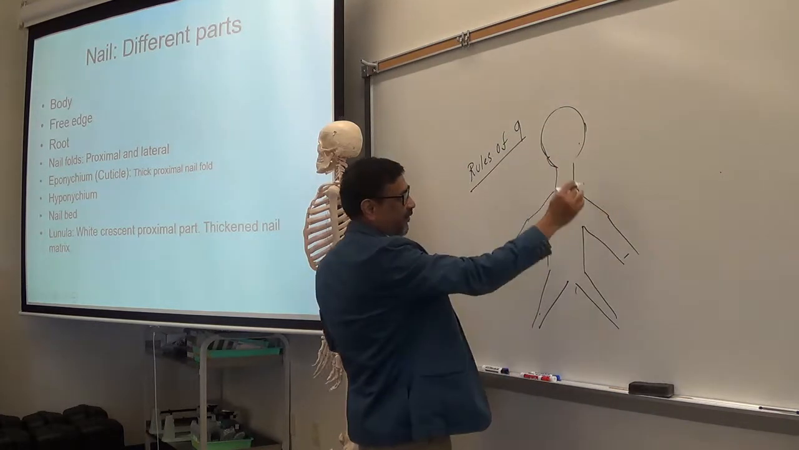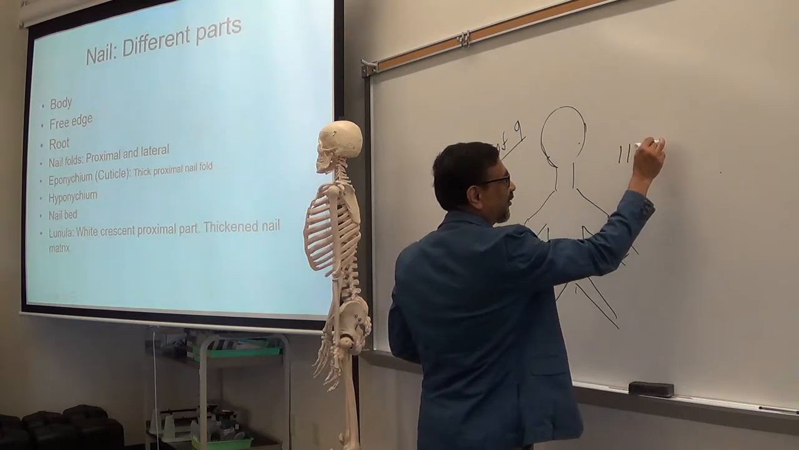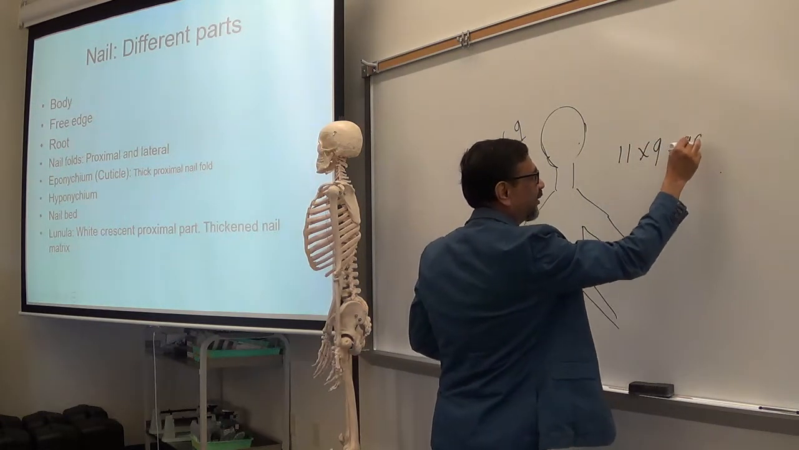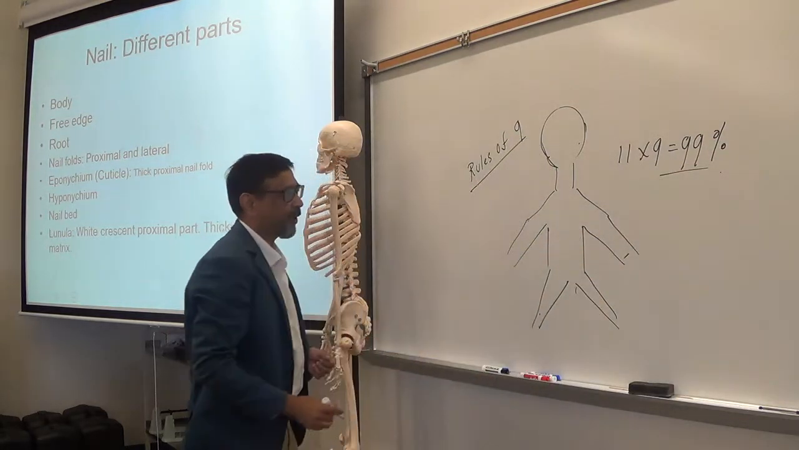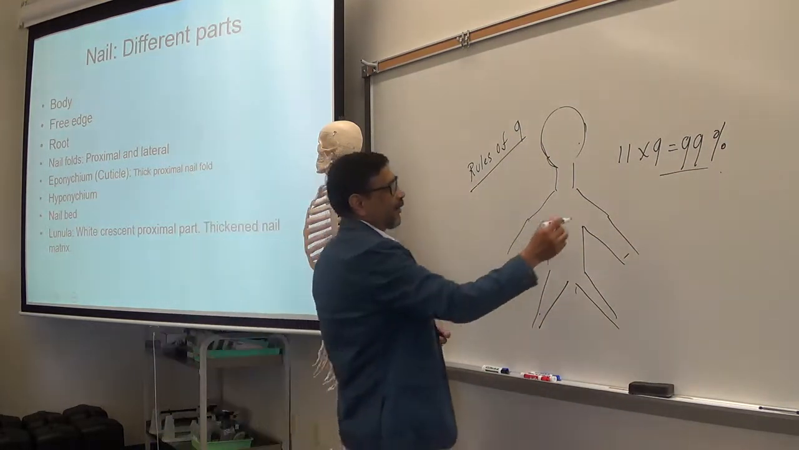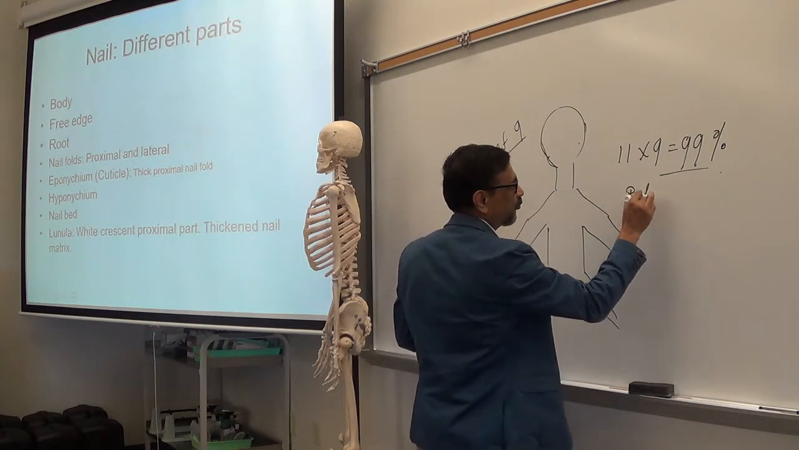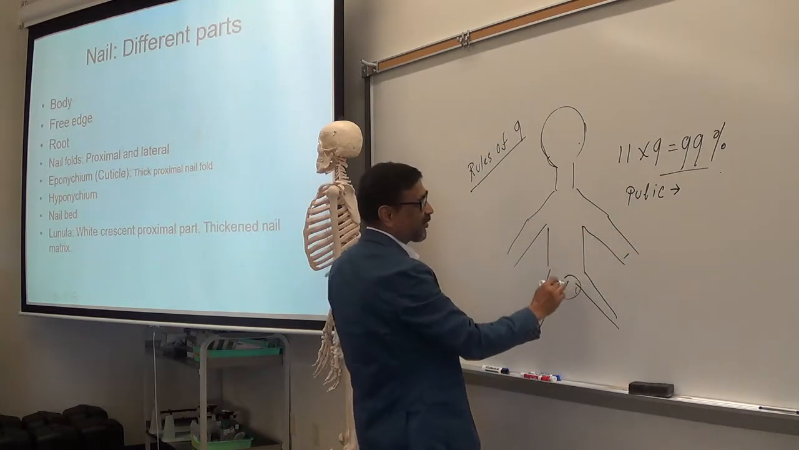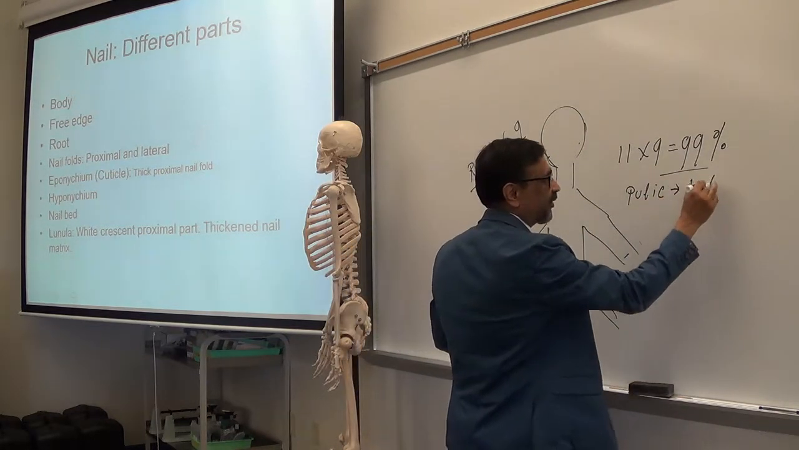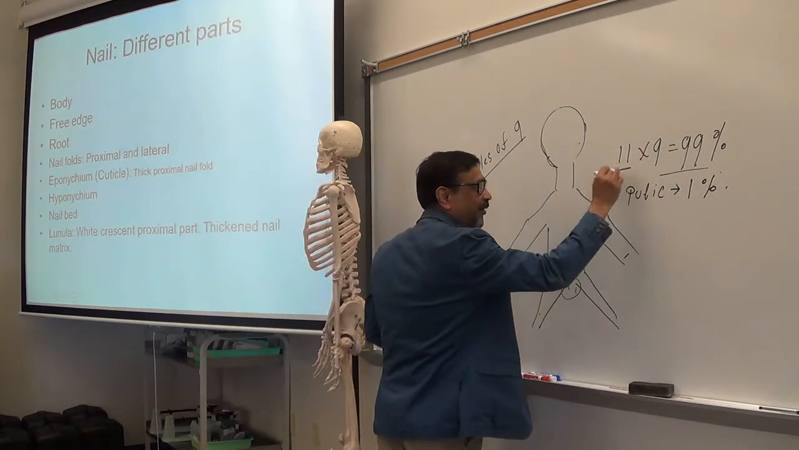The whole body is divided into 11 nines. That means that is 99% of your body area. And then the pubic area, your genital organs here, is 1% area. Okay. So now let's see what are those 11 nines.